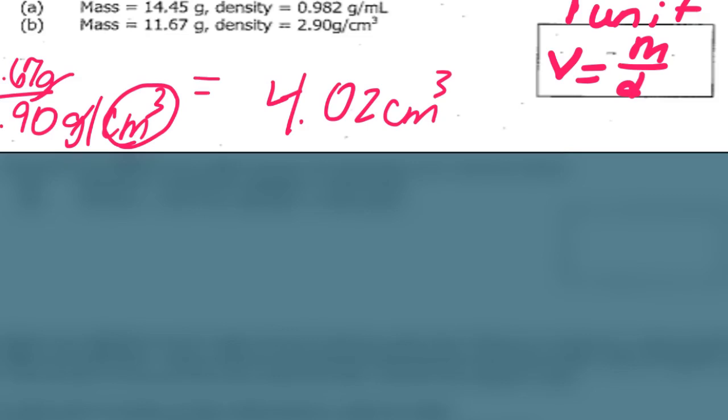All you got to do is remember, what formula am I going to use? Where do the numbers go? Top or bottom? Cancel out my like terms, and I am done. All right? Let's move on to mass.